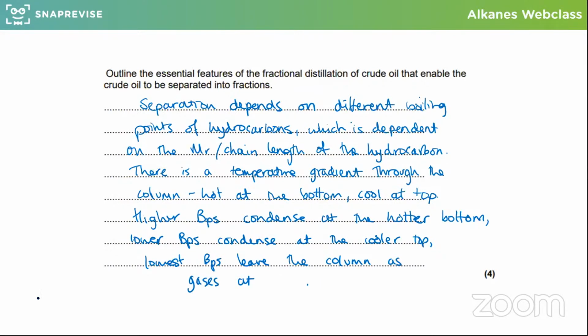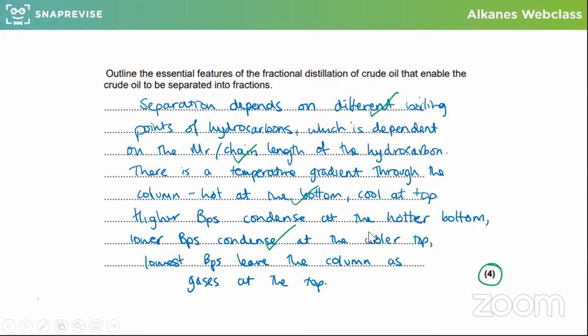So that's probably more than I needed to say, or in more detail than I needed to say, but I want to make sure I get my 4 marks. So we talk about separation depending on the different boiling points, which is dependent on the chain length. The temperature gradient gets us a mark, and then higher boiling points at the bottom and lower boiling points at the top gets us our final mark. Lovely. So that looks fantastic.